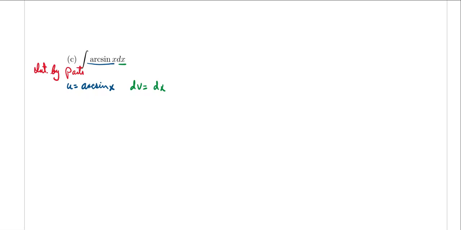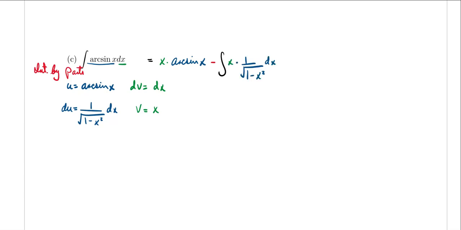Figuring out our du, we're going to get that the du here is the derivative of the arcsine, which is 1 over the square root of 1 minus x squared dx. And figuring out our v is pretty straightforward. The integral of 1 dx is just x. Now, putting everything together, the integral of the arcsine of x is equal to our u times our v, so it's going to be x times the arcsine minus the integral of our v du. Okay, so now we're left with one more integral.